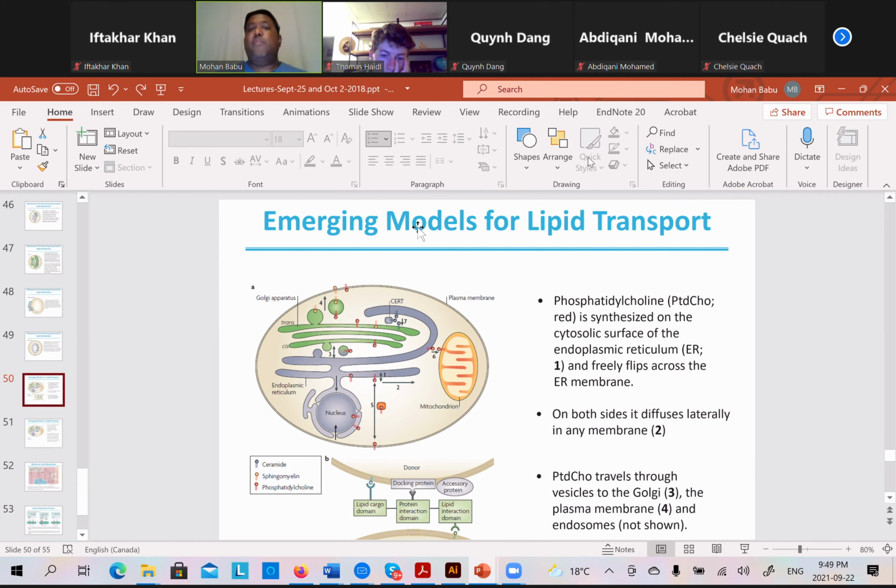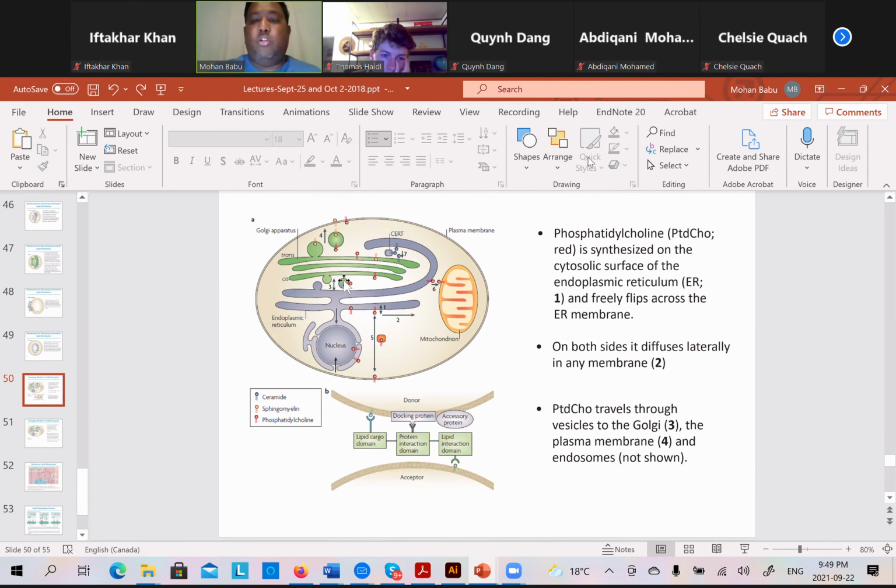Okay, sphingomyelin cannot flip over, but it can still travel in the luminal leaflet of the vesicle, because it doesn't get flipped over.